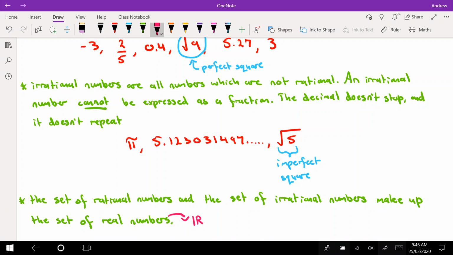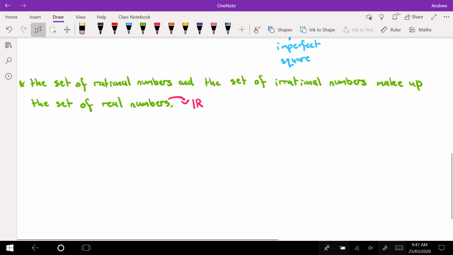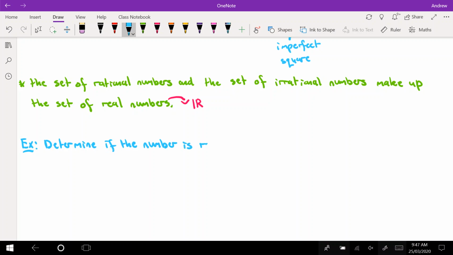So now we're just going to go through a couple of things where we need to try and distinguish between rational and irrational numbers. So, example: determine if the number is rational or irrational. So I'm just going to write a number, and then we're just going to write I or R. I for irrational, R for rational. Pretty straightforward.